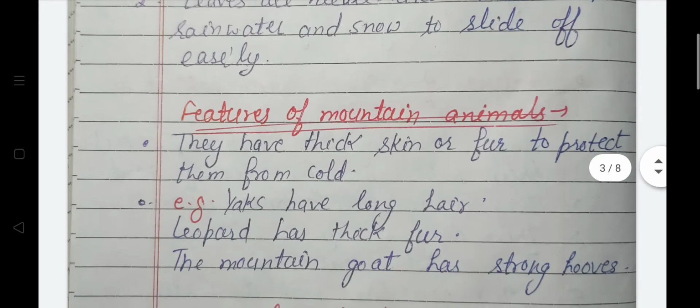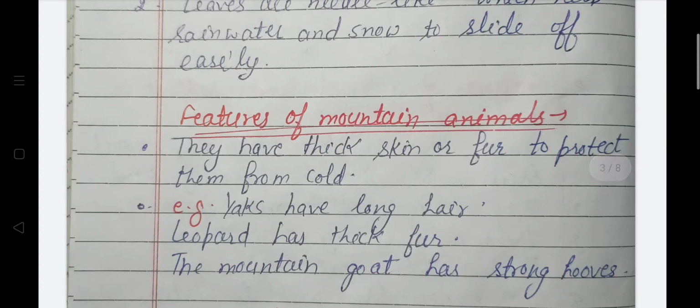Features of mountain animals. They have thick skin or fur to protect them from cold. For example, yaks have long hair, leopards have thick fur, the mountain goat has strong hooves.